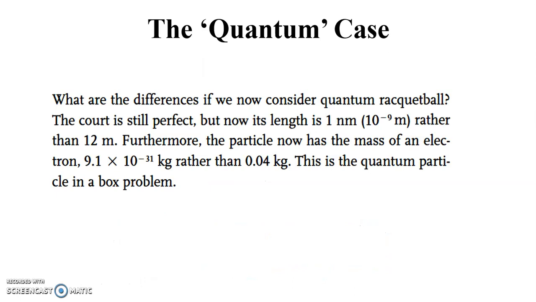Now, the quantum case. What are the differences if we consider quantum racquetball? The court is still perfect, but now its length is 1 nanometer, meaning 10 to the minus 9 meter, rather than 12 meter. The particle now has the mass of an electron, 9.1 into 10 to the minus 31 kg, rather than 0.04 kg. And this is the quantum particle in a box problem. Try to understand what changes occur: 1 nanometer, and in place of 12 meter, the mass of an electron in place of this kg.